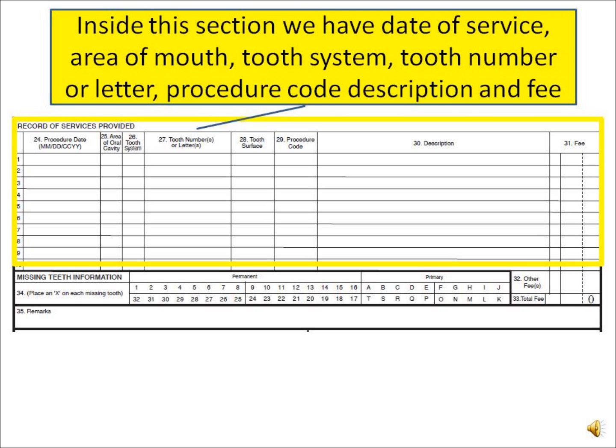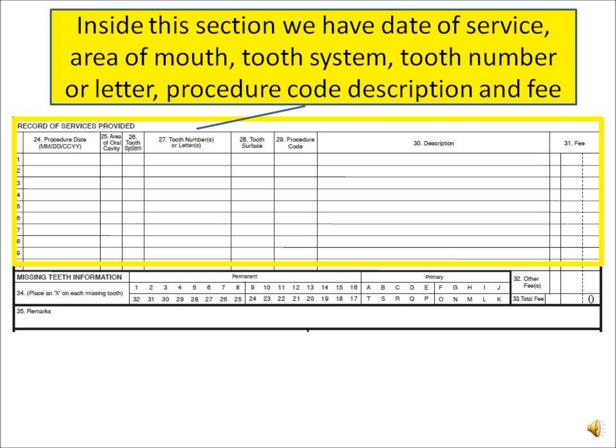Box 25 is for the area of oral cavity, and that would be in the event that we are working on the upper arch, which would be UA, the lower arch, which would be LA, the upper left quadrant, which would be UL, the upper right quadrant, which would be UR, the lower right quadrant, which would be LR, or the lower left quadrant, which would be LL.